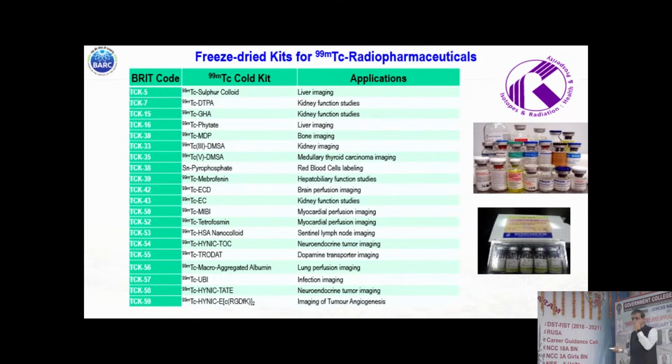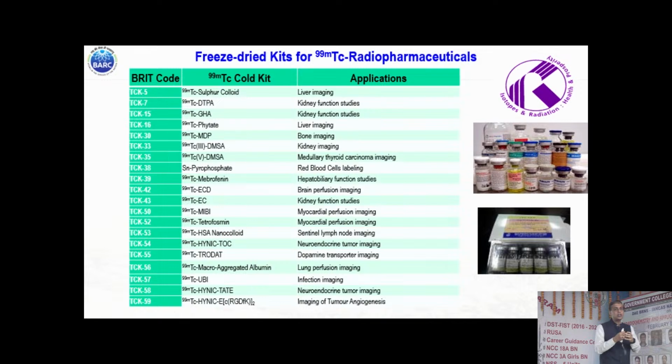Now, we have several freeze dried kits supplied by the Department of Atomic Energy for the healthcare applications. What do you mean by the freeze dried kits? A freeze dried kit is a preparation where we have mixed everything, all ingredients, its pH is fixed, everything is fixed. What the doctor or the hospital people have to do is just mix the radioisotope with this, heat it sometimes or sometimes keep it at room temperature for some time, and your radiopharmaceutical will be ready.